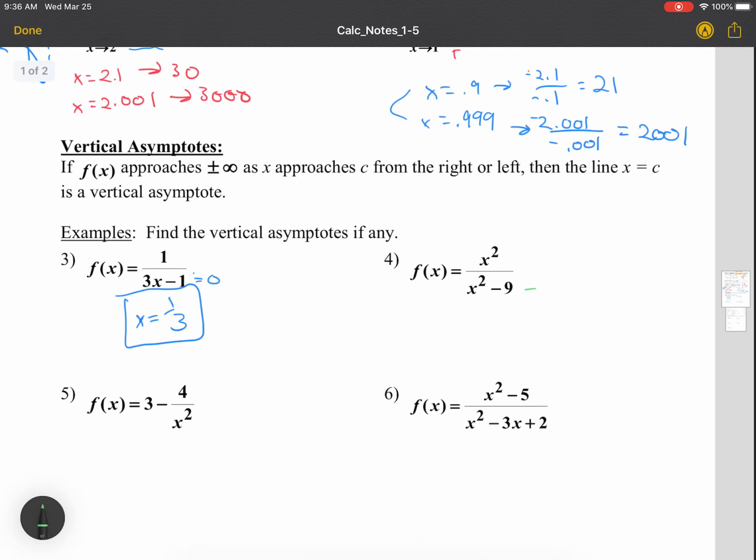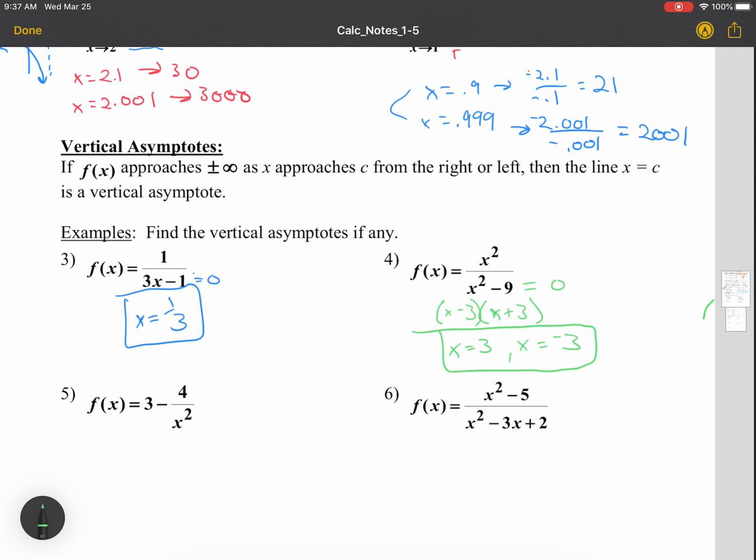For 4, again, we're solving for down here. Okay? In this situation, we're actually going to get two answers, right? What does this factor out into? x minus 3, x plus 3. So you're going to get x equals 3, x equals negative 3 as your answers. Okay, so we got 2 vertical asymptotes.